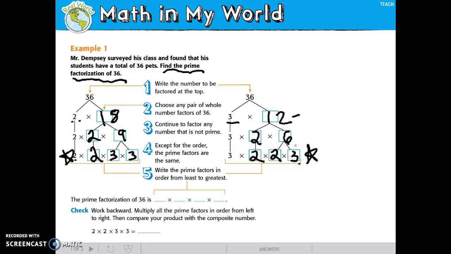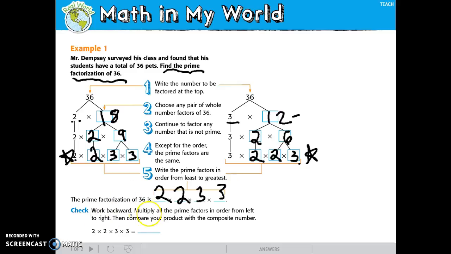It's just the order that's been switched. So to write the prime factorization, we're going to write them in order from least to greatest. So 2 was our first one. Then we have another 2, another 3, and another 3. So the prime factorization of 36 is 2 times 2 times 3 times 3.